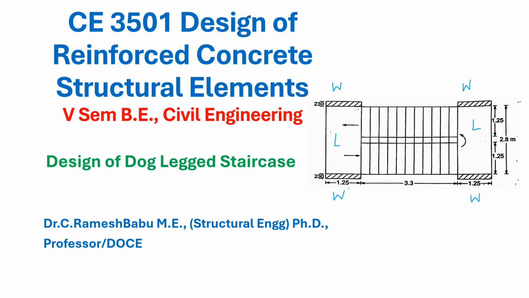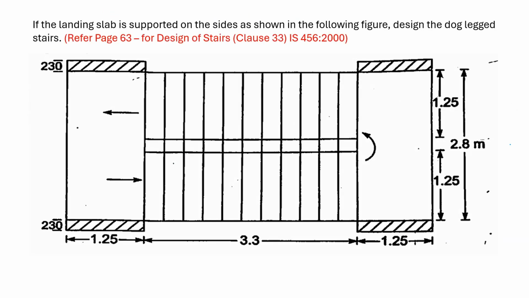The width of the landing is 1.25 meter, and this portion is the going portion, or it is also called the flight. Now the span of flight is 3.3 meter, the width of the landing portion is 1.25 meter, and the length of the landing is 2.8 meters. We'll see how to design this.